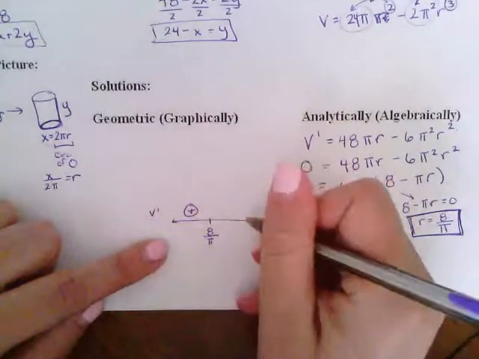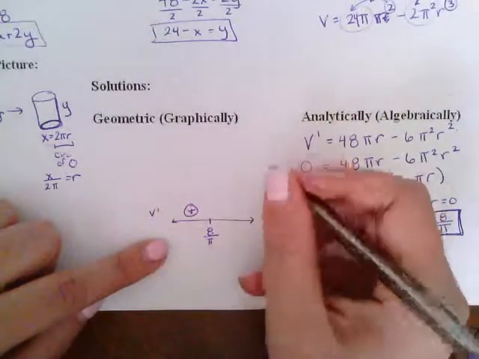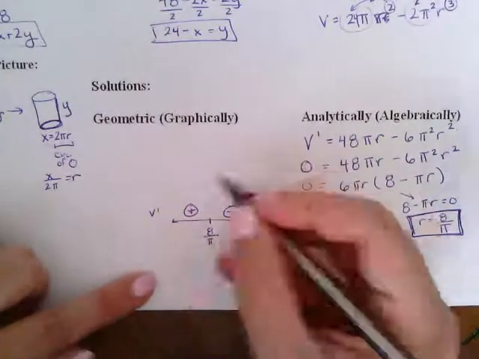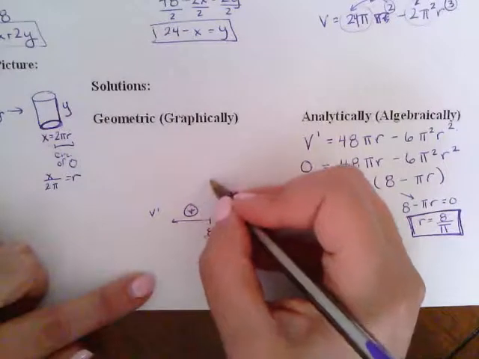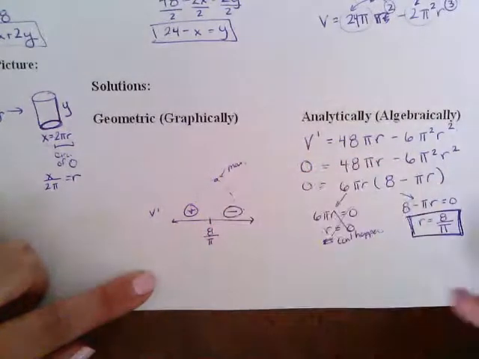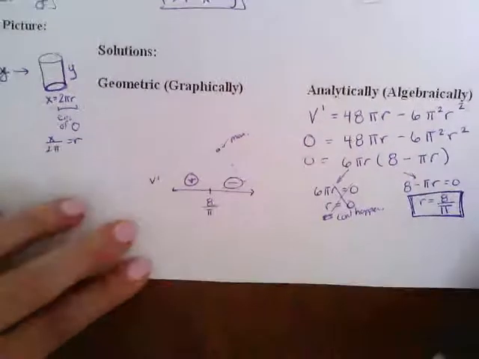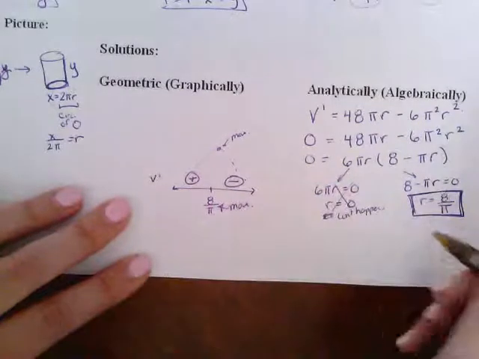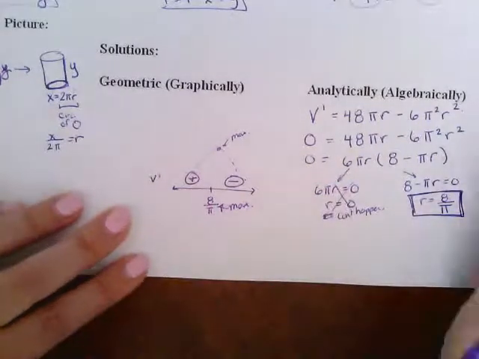And then after this guy, 8 over pi, let's pick 10. You plug that in, and you get a negative. So you notice that the slope is going up and then it's going down, so this is obviously a max, so we're good to go. That this is our max. Now this is our maximizing r.